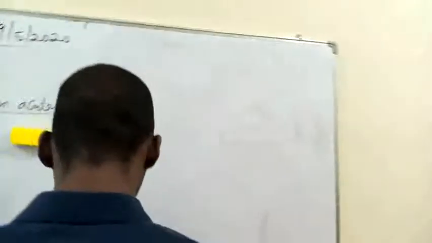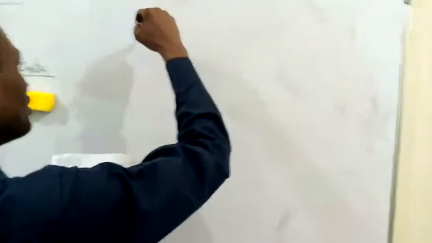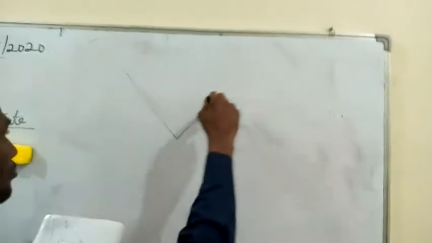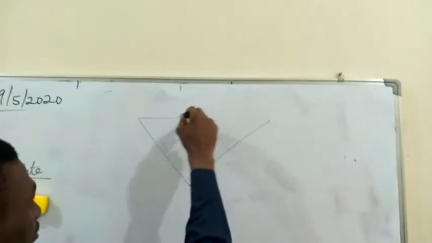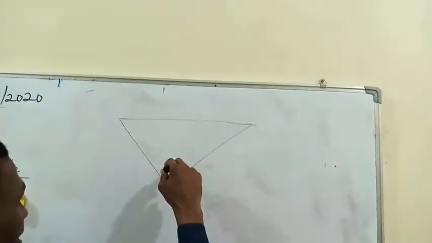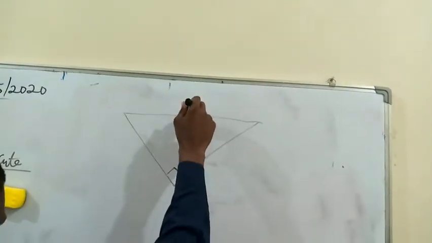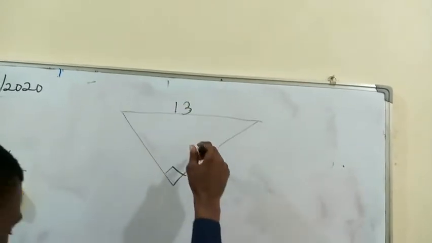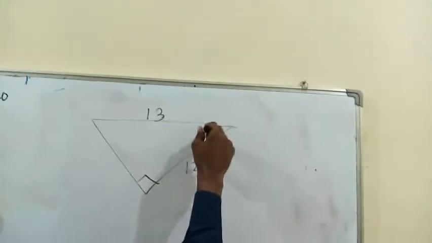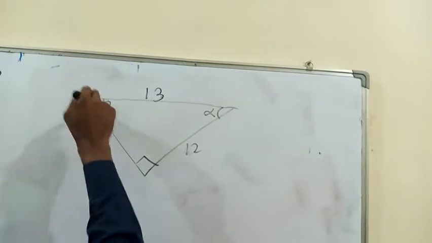We will first draw our right angle triangle. Okay, it's being drawn for us already. This one. Since we have a right angle triangle here, this should be our hypotenuse. 13 is our alpha, and this is our beta.